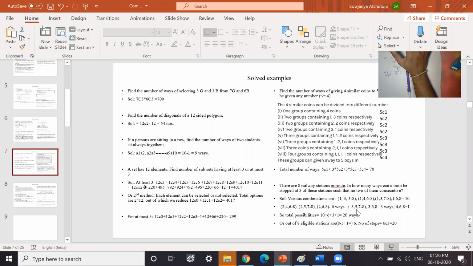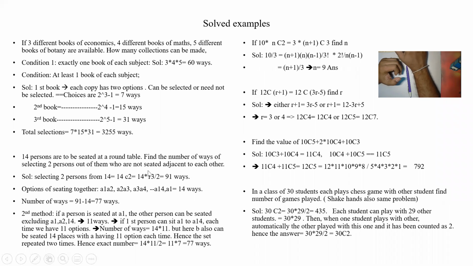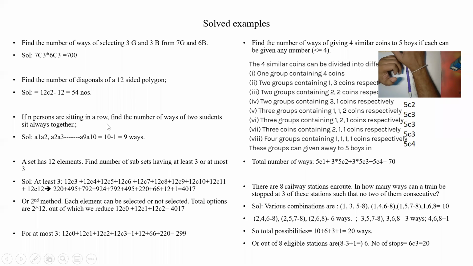So let us go to the next problem. Suppose n persons are sitting in a row. Find the number of ways students can sit together. Earlier we have seen cannot sit together. In that problem, they were not seated adjacent in a round table. But here, they are in a straight row, sitting together.